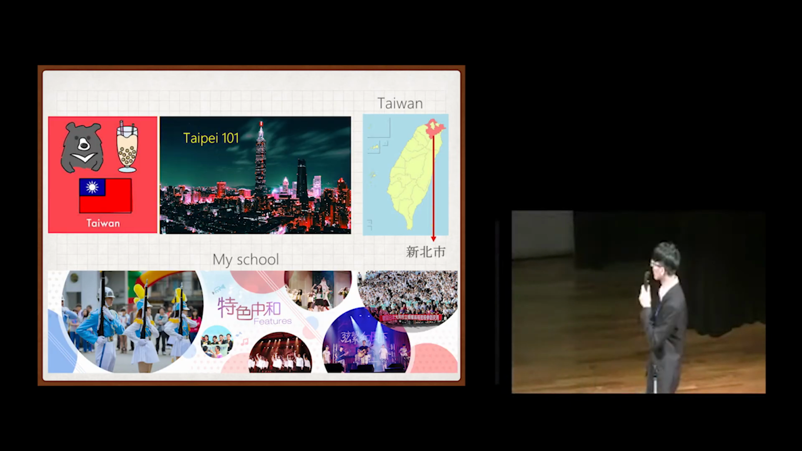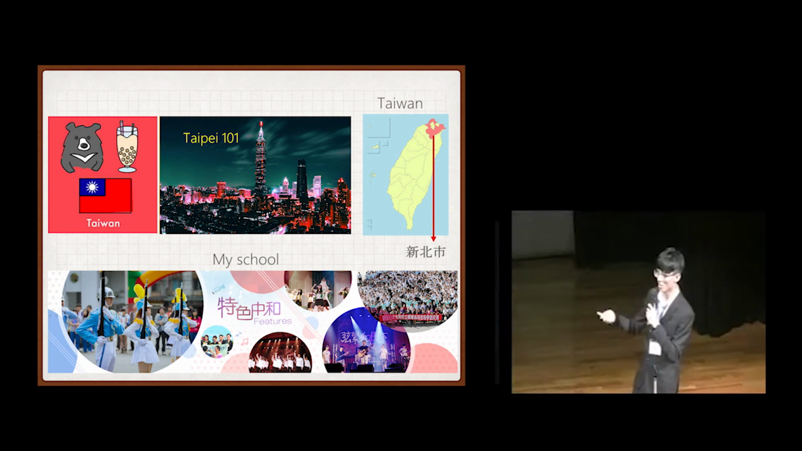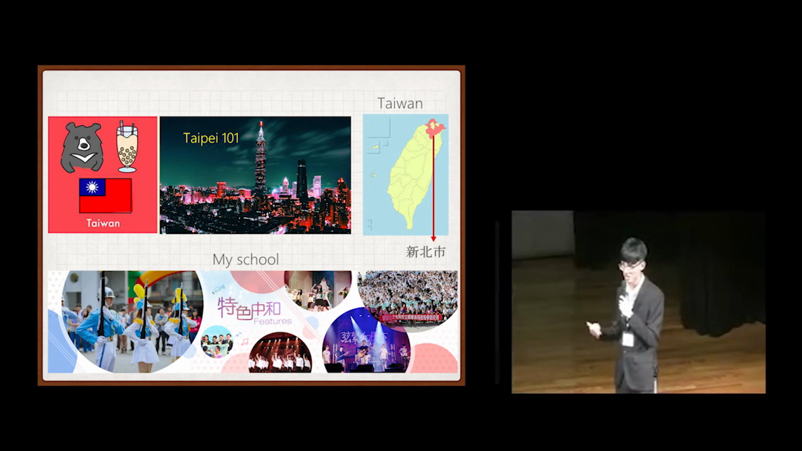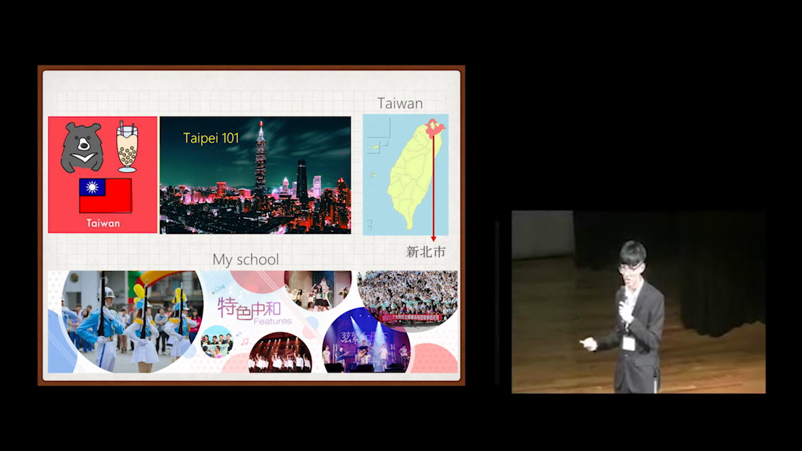And this is my country, Taiwan. It has a lot of food and drink, and it is very tasty, like beef noodle and boba milk tea. And we have a famous building, Taipei 101. And it used to be the highest building in the world. And the New Taipei city is surrounding the Taipei, and my school is in the New Taipei city, and it is the best school in the New Taipei city.